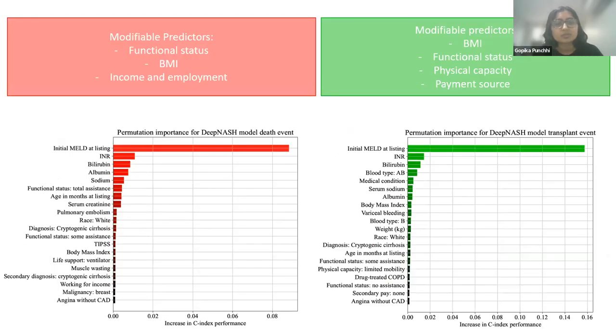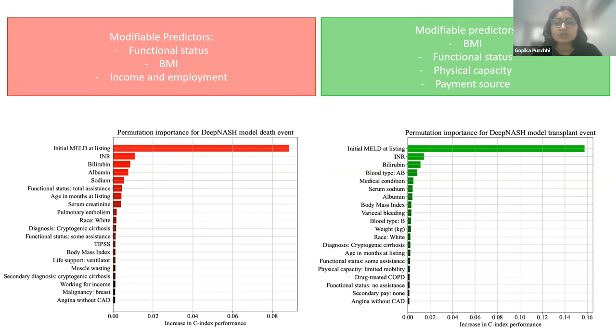Using the permutation importance method in the DeepNASH model, we found that for the prediction of death on the waitlist, MELD at waitlisting most impacted the C index, followed by INR, bilirubin, albumin, sodium, moderate functional status, and age at listing. For the transplant event, we found that MELD was followed by several components of the MELD score, as well as blood type AB and ICU or hospitalization status. While the composite MELD score is most associated with death and transplant on the waitlist in the DeepNASH model, its individual components are closely followed by other variables.